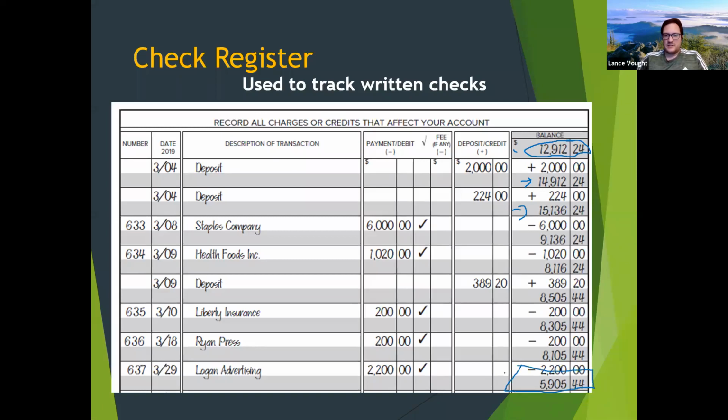So let's say that this came out on March 31st, and this check hadn't been deposited yet. Then the balance that would be on the bank statement would be $8,105.44. But you've already paid out that $2,200. It's eventually going to come out at some point. So this allows you to know how much you have in the moment. But if you don't do this, you forget about that check, there's a risk that you might end up overspending, put yourself in trouble.